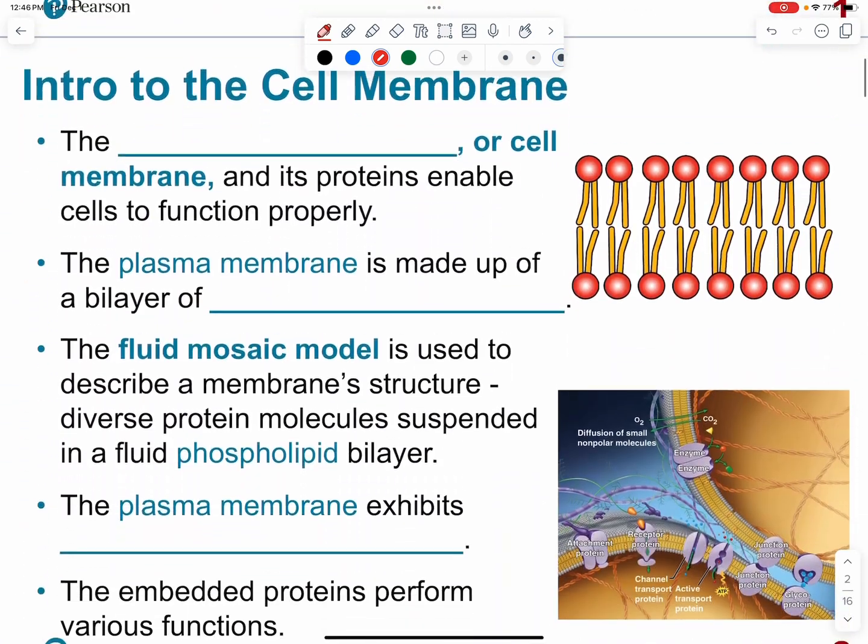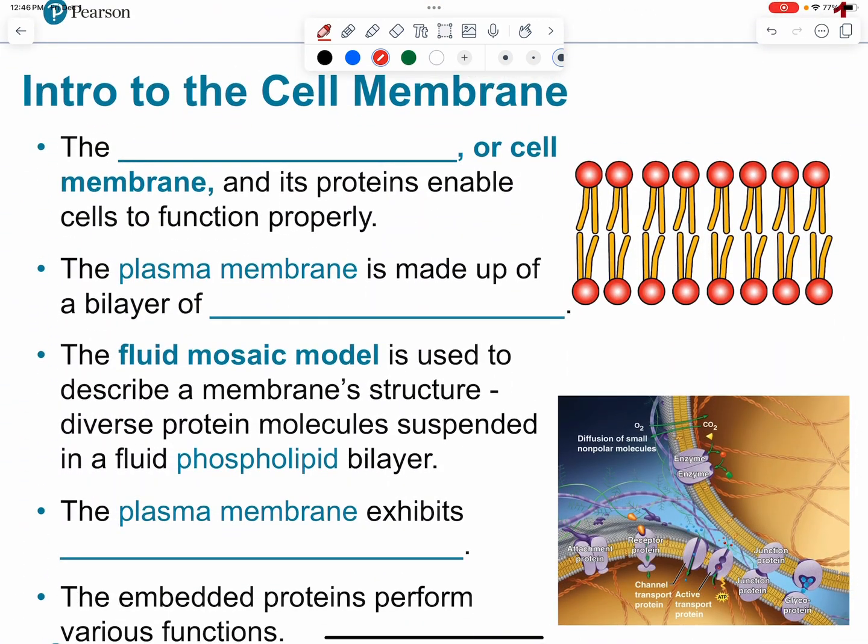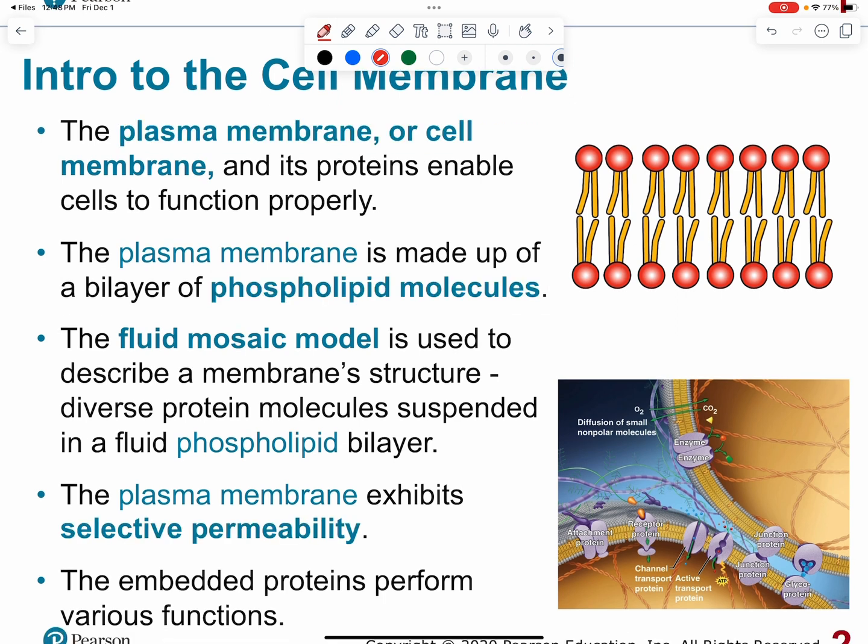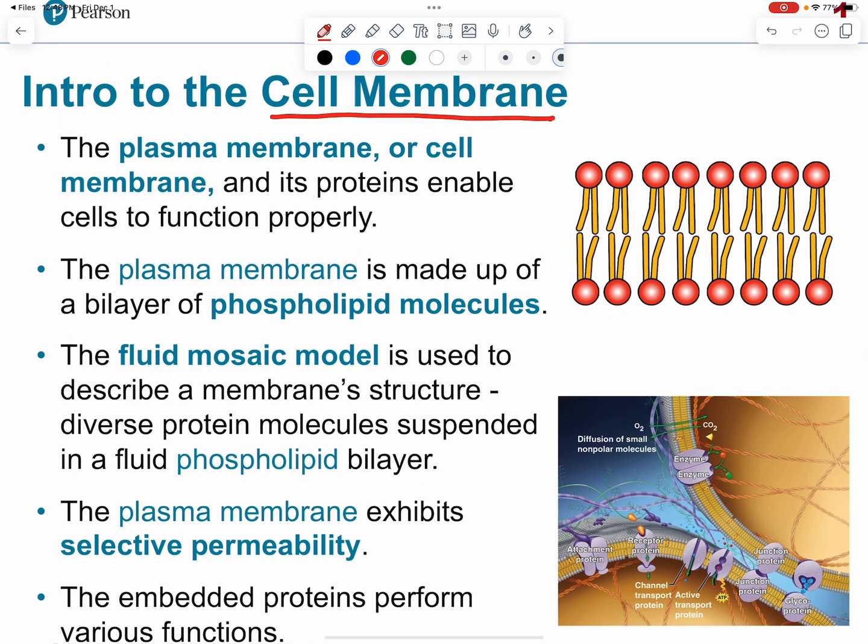So the first slide right here has some missing pieces for you to fill in, and we're going to get right to it. So fill in the blanks, but you're going to practice this so that you understand it. There are a couple of names for the cell membrane. The cell membrane is also called the plasma membrane. Those are interchangeable words. The plasma membrane is built out of a component here called a phospholipid.